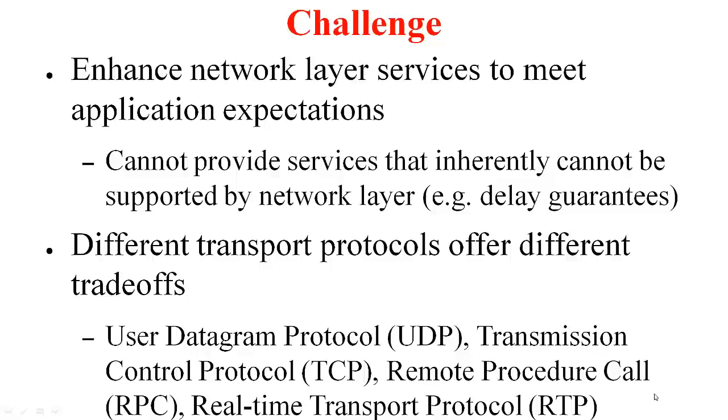The challenge at the transport layer is to enhance the network layer services to meet the application layer expectations. Note that you cannot provide services as part of the transport layer that inherently cannot be supported by the network layer. For example, if the underlying networks do not support delay guarantees, then there is no way you can support delay guarantees as part of the transport layer. But some of these other features like reliable transport, duplicate packet suppression or in-order delivery can potentially be supported. So we have different transport protocols that offer different trade-offs, that is, they meet different application layer requirements.